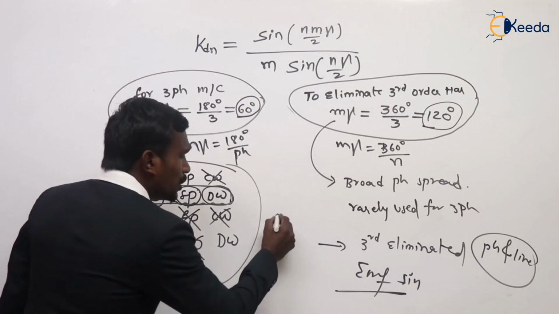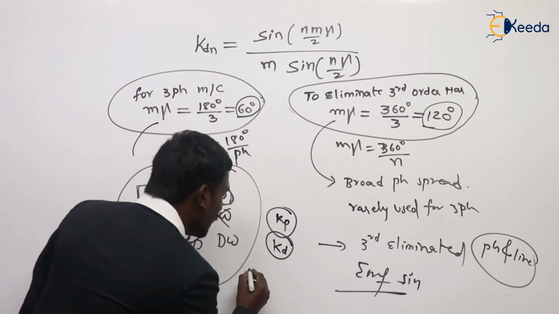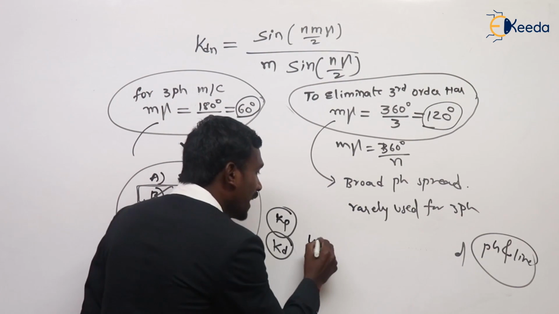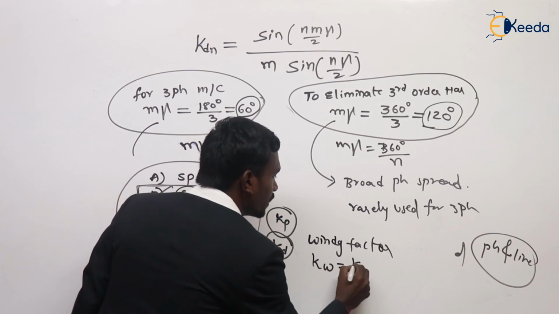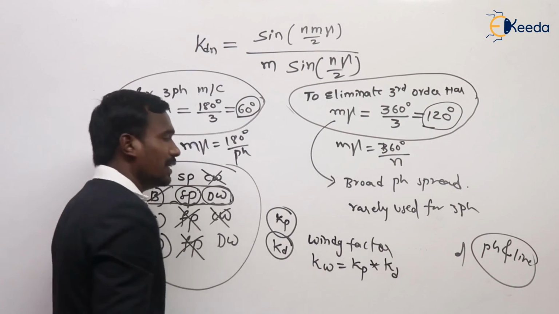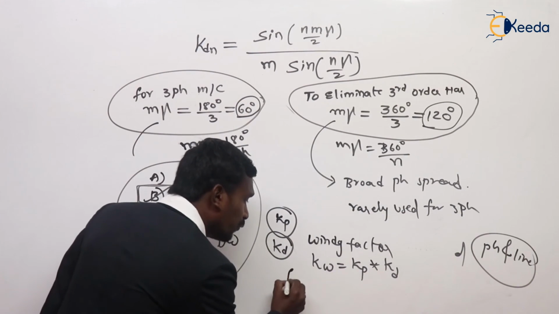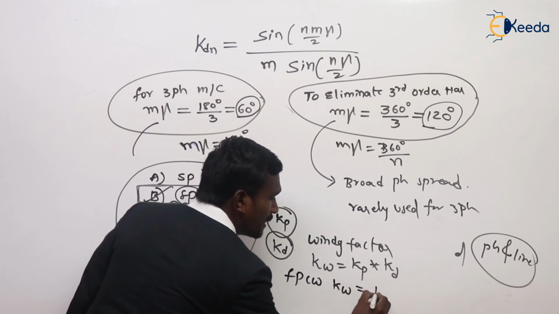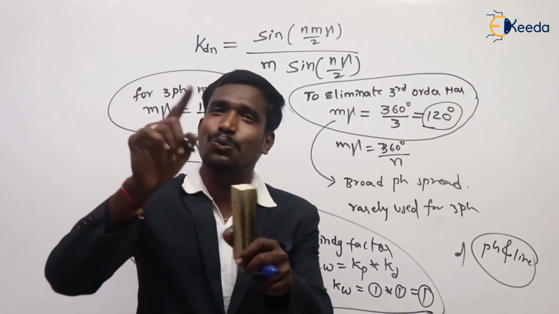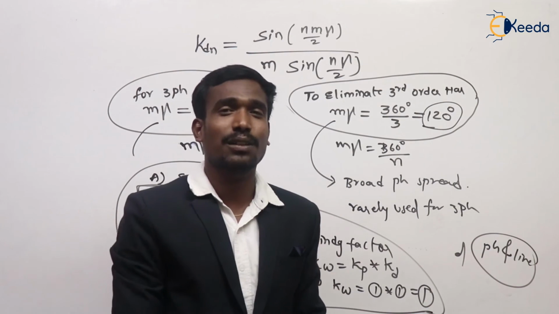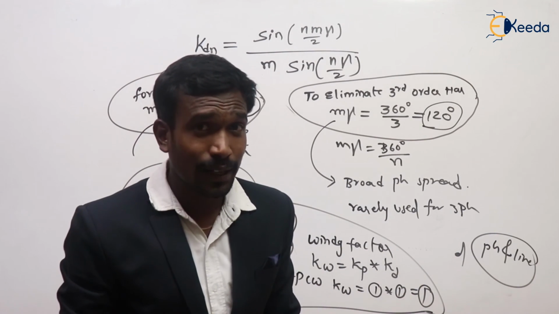So finally, you know what Kp, the pitch factor, is, and what Kd, the distribution factor, is, but I want the winding factor. Winding factor Kw is equal to Kp multiplied with Kd. For full pitch, Kp is 1, for concentrated, Kd is 1, so for full pitch concentrated winding, the winding factor is equal to 1. This is the concept of full pitch, short pitch, concentrated, distributed. Understood? Okay? Right. Thank you.